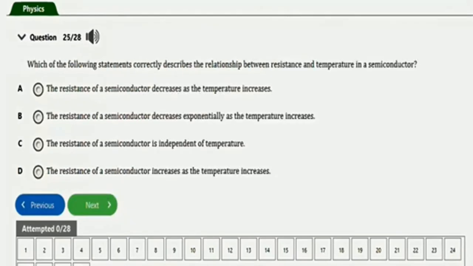It says which of the following statements correctly describes the relationship between resistance and temperature in a semiconductor? We have the resistance of a semiconductor decreases as the temperature increases. The resistance of a semiconductor decreases exponentially as the temperature increases. The resistance of a semiconductor is independent of temperature. The resistance of a semiconductor increases as temperature increases. So the right option is option A, which is the resistance of a semiconductor decreases as the temperature increases. Next repeated question will be this one.